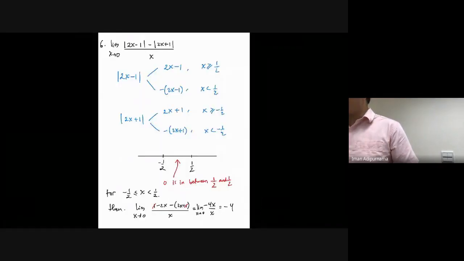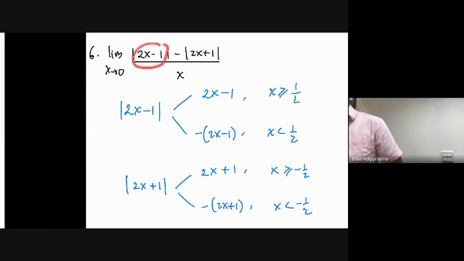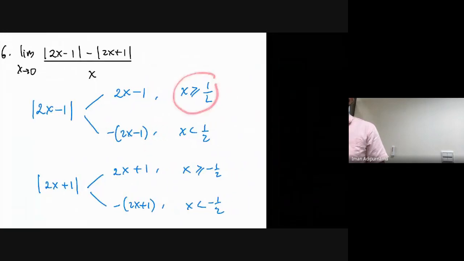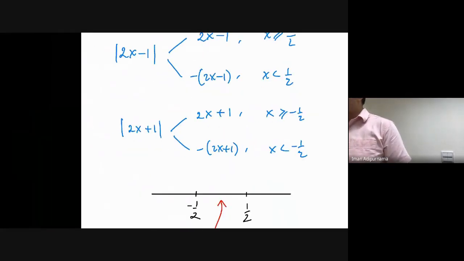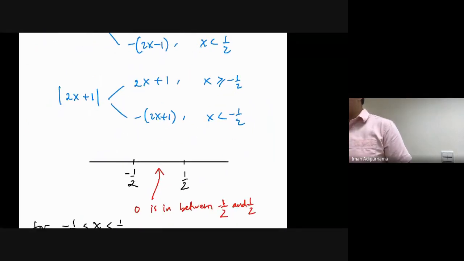Last part. You have to look at this part and this part, the absolute values. The first absolute value can be positive and negative. For this one you can have greater than or greater or equal, that will be the same result, as long as you're consistent in writing it. And this part becomes negative half. So now you have negative half and half.